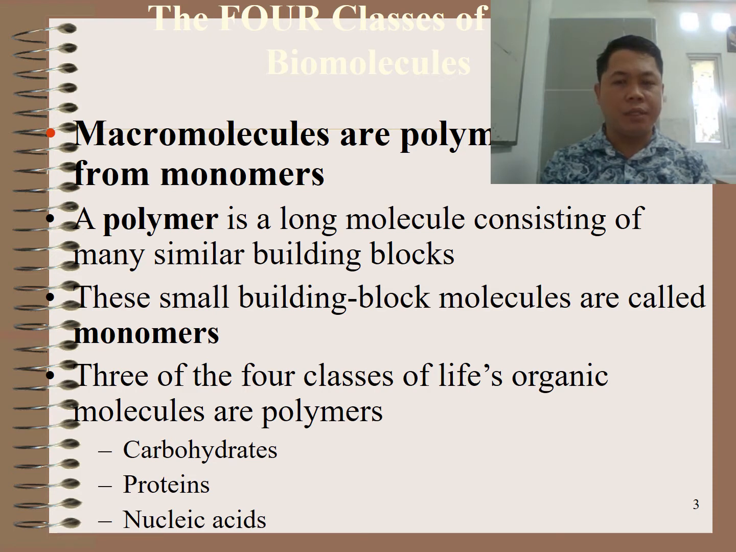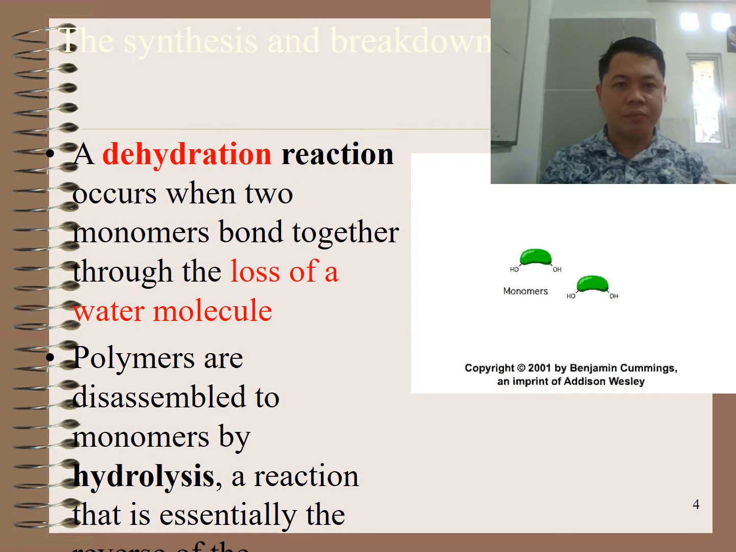Macromolecules are polymers built from monomers. A polymer is a long molecule consisting of many similar building blocks. These small building block molecules are called monomers. Three of four classes of life's organic molecules are polymers: carbohydrates, protein, and nucleic acids.